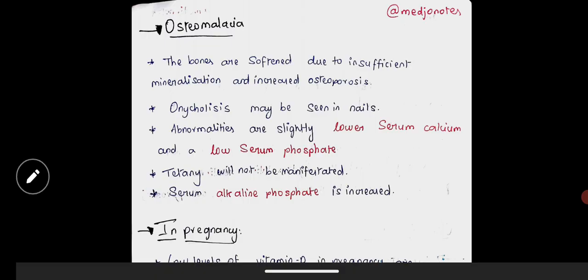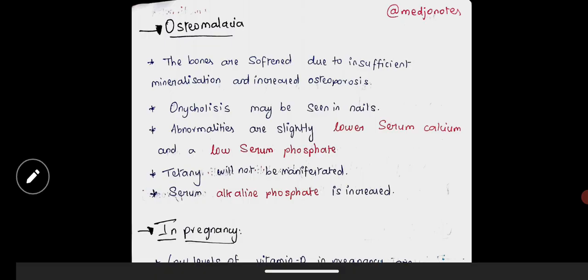See here, I have written low serum calcium and low serum phosphate in red color, so you will not forget. You have to read this point and concentrate on it as well. Abnormalities are slightly low serum calcium and low serum phosphate. Tetany will not be manifested. Serum alkaline phosphatase is increased because of it. When serum alkaline phosphatase is increased, what does it mean?